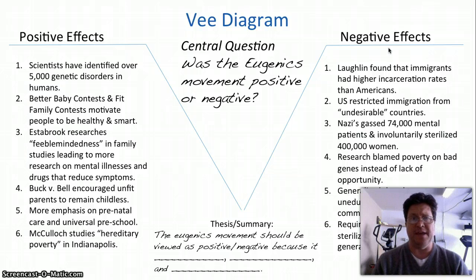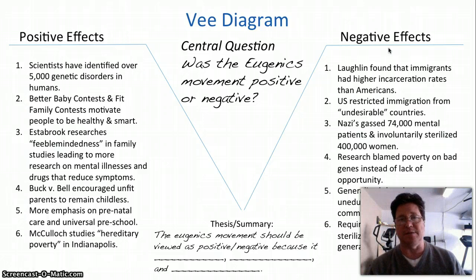And so on the V diagram, you have your central question in mind, and on the left-hand side, you have the positive effects, and on the right-hand side, you have the negative effects. In the bottom center, you have a thesis summary that kind of coaches you into writing a thesis statement that takes a position. In this case, the eugenics movement should be viewed as positive or negative because of the following 3 reasons.